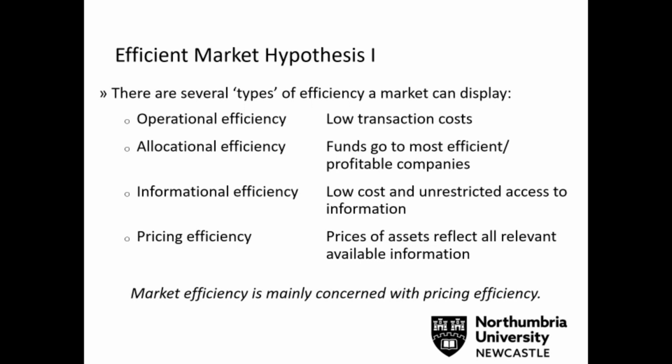There's information efficiency, to ensure that everyone has access to the right information at the right time and at the lowest cost. This is where, in the stock market, any sort of announcement by a firm should be made to the stock exchange first for them to disseminate it via the major news outlets. And the last one is pricing efficiency. This is the concept that really links to the efficient market hypothesis, and it's about the fact that share prices should reflect all available information. So market efficiency, or EMH for short, is mainly concerned with pricing efficiency.